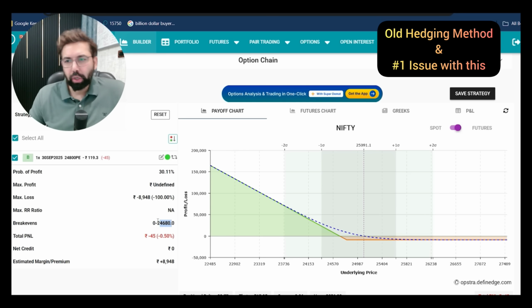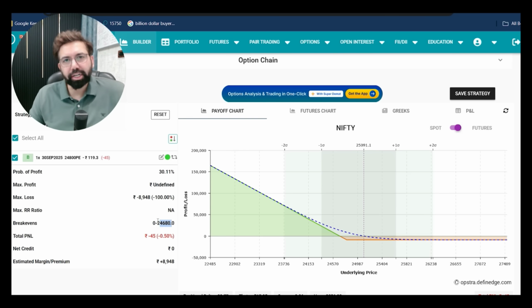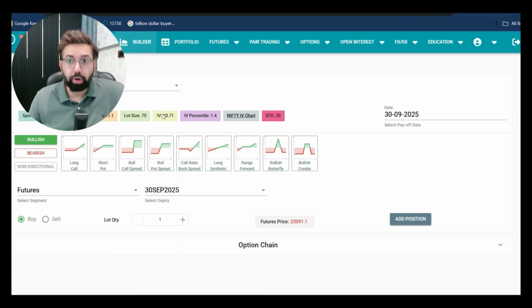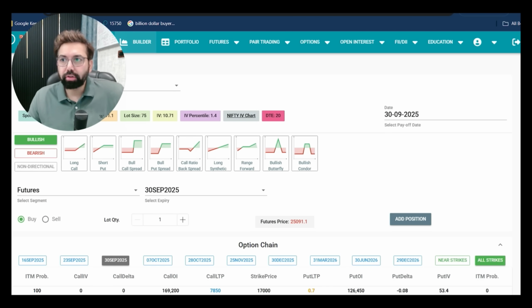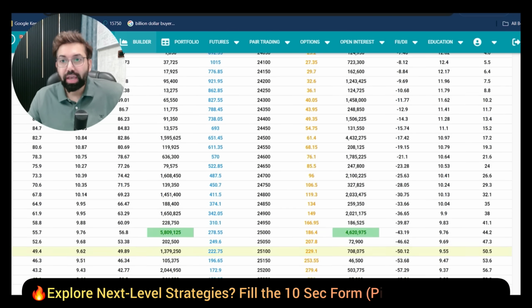But this story, we try to improve it, we try to make it better, right? So let's learn about this. Let me completely square it off, reset it, and again open an option chain. Now, first things first, what we're going to do is a better alternative.